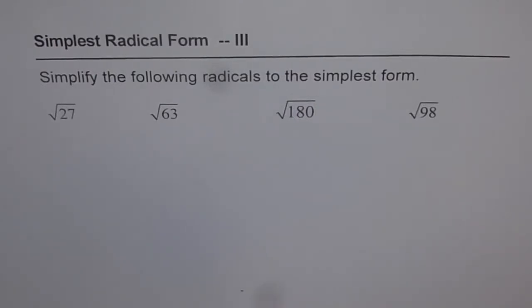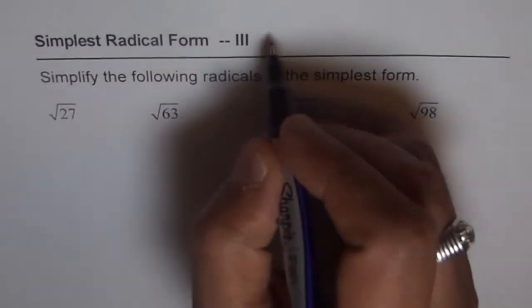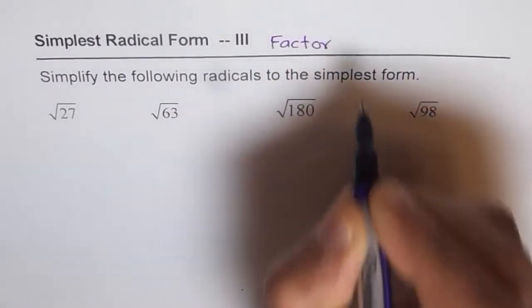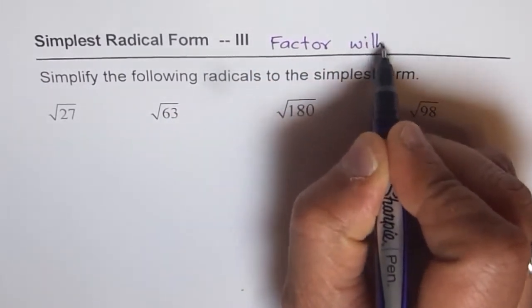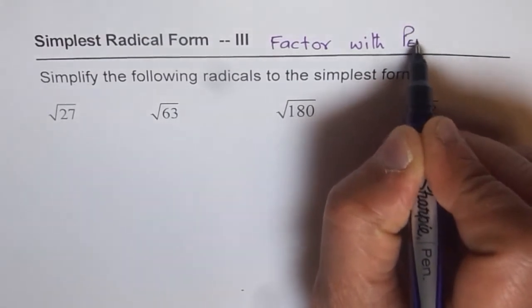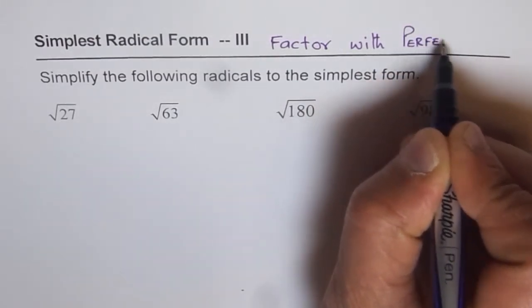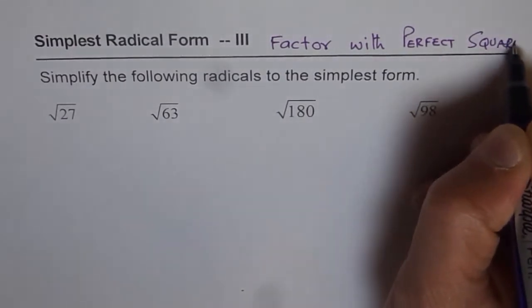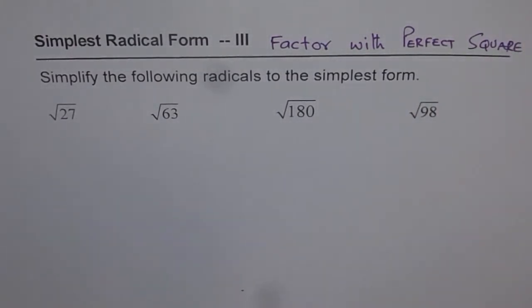Let's continue with simplest radical form, worksheet 3. Well, this is the final worksheet, and by now you must have learned the technique. And the technique to simplify is factor with perfect square. That is the technique. So the technique is factor with perfect square. So that is what we are utilizing to simplify our radicals, right?